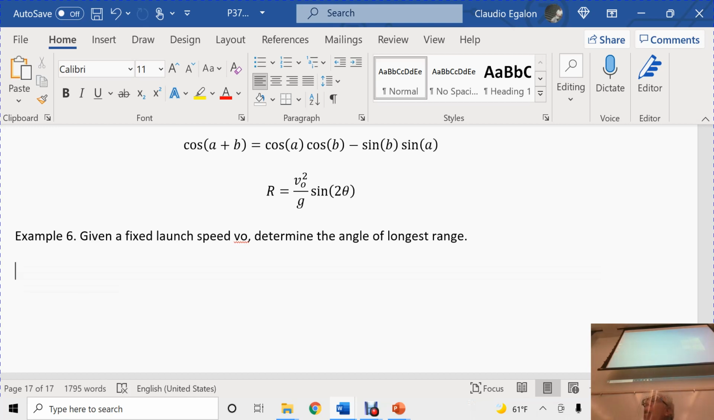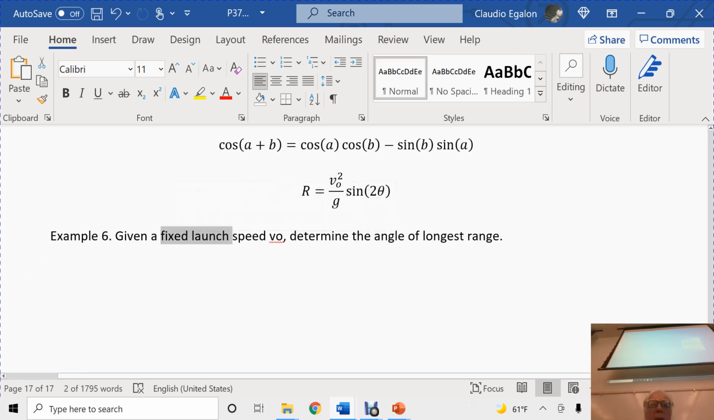If you want to kick a ball the furthest possible, what's going to be the launch angle of the ball? What angle must you kick? 45. Right? If you manage to propel the ball at 45 degrees, it's going to be the longest range that you can get for the same speed. Of course, if you give a harder kick, the ball is going to go further away, but we're not talking about that. We're talking about a fixed launch speed. Determine the angle of longest range. So how do you do that?